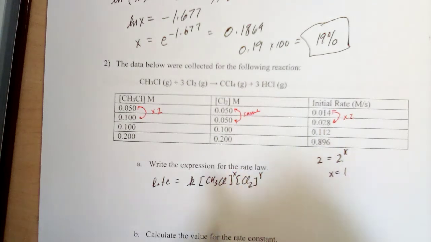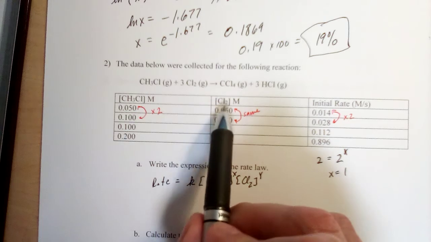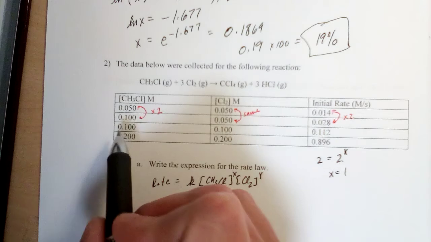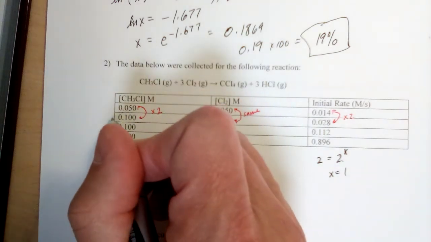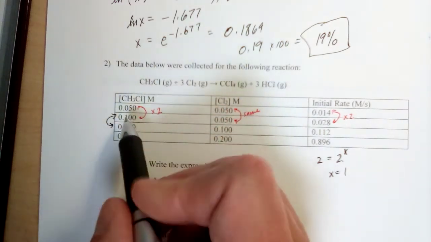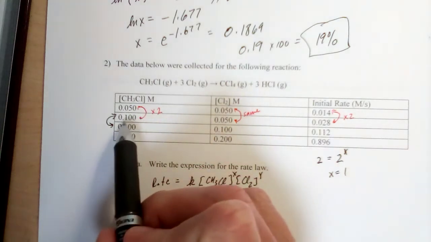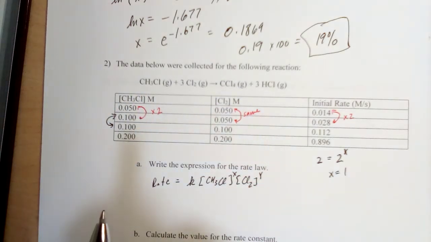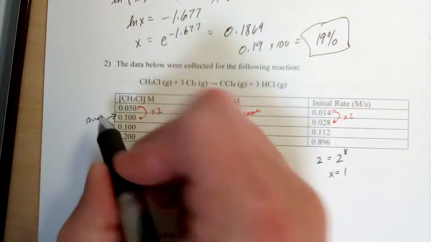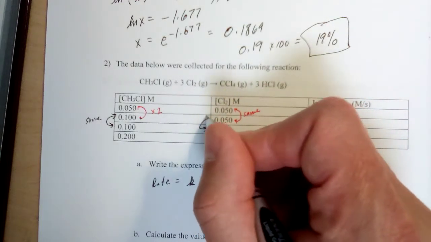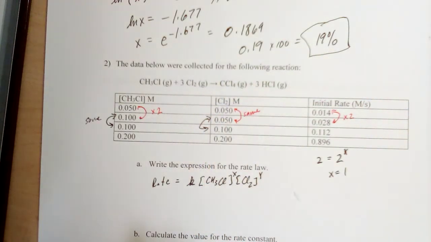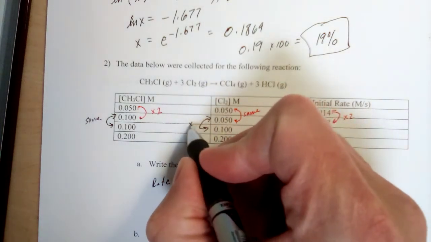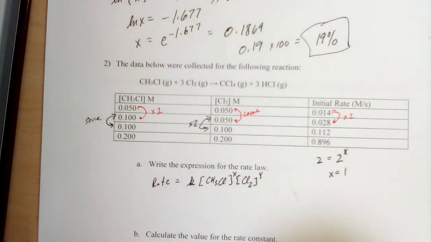I need to do the same thing here for chlorine. So if I want to evaluate the effect of chlorine in terms of the rate law, how it changes the rate, I need to find a place where the other component doesn't change, and that would be experiment 2 to experiment 3. They both have 0.100 molar for the concentration of the methyl chloride. So that's the same. If that's the same, I can evaluate whatever change might appear here for the chlorine in my reaction. So 0.05 to 0.1, that's doubling. So the concentration of chlorine doubled between those experiments.